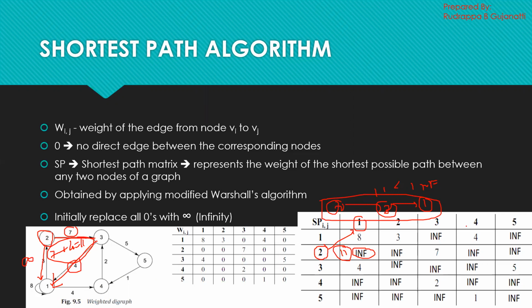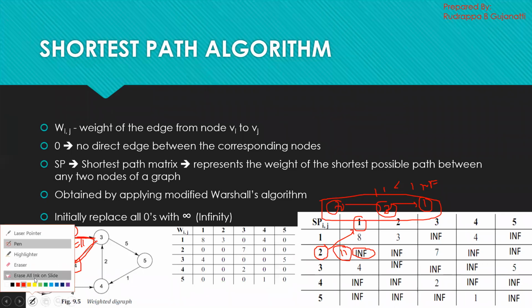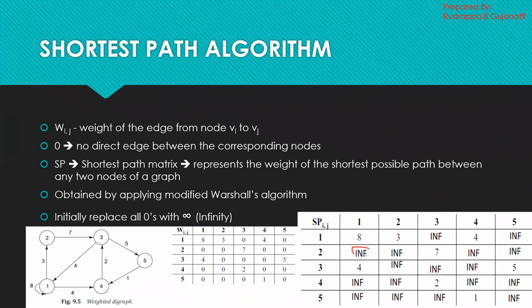Now in shortest path, we are updating that indirect path with its cost value. We are trying to reduce the cost. That is what we are doing here. So instead of infinite, I have to update it with 11. So here you can see, what is the cost of moving from 2 to 2? It is infinite.